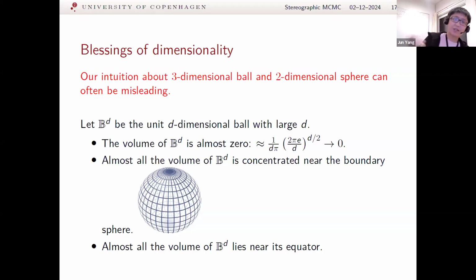Later in my talk, I will use one property, which you can basically imagine from all these facts. Suppose my Markov chain starts from the North Pole, and I do a random walk with a constant step size. My goal for this random walk is to start from the North Pole but arrive at the equator. And the fact is the number of steps I need actually decreases with the dimension.